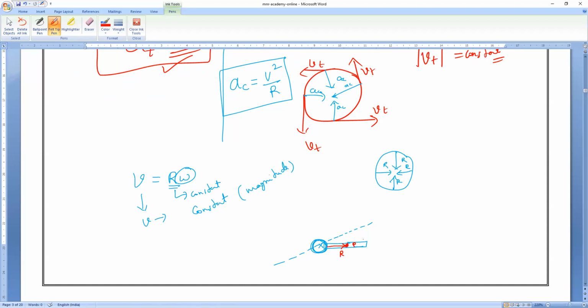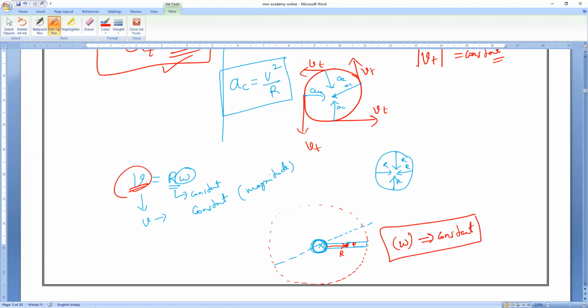Now tell me, when the body keeps on revolving in this, can you tell me whether omega remains constant or varies? Because V remains constant, omega also remains constant. Sorry, angular velocity also remains constant. When V is constant and R is constant, angular velocity also remains constant.